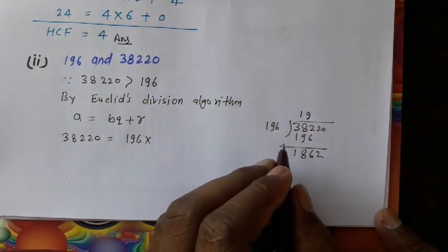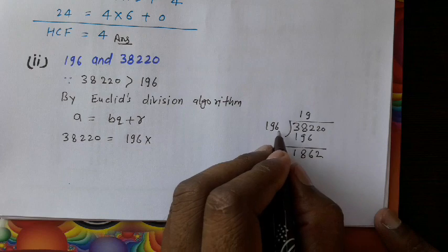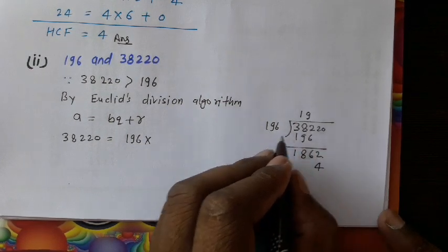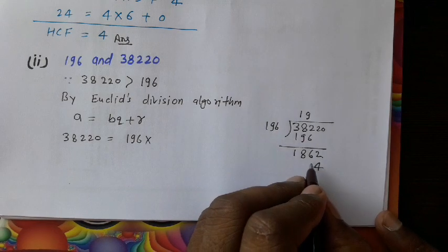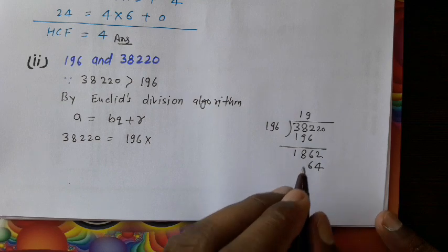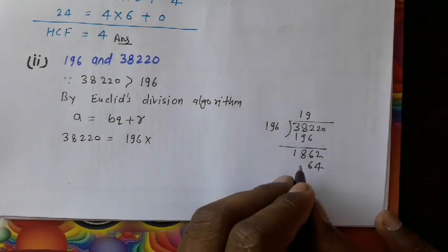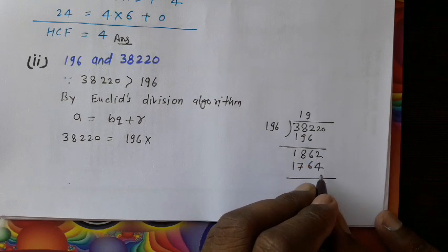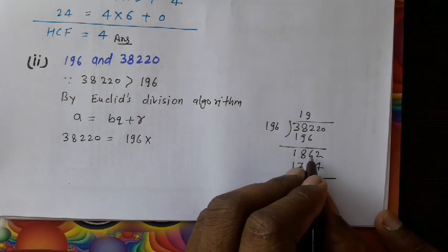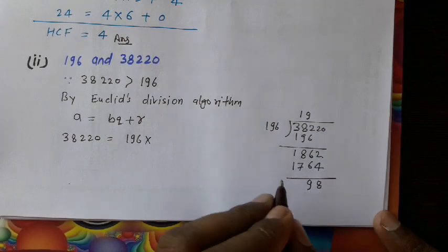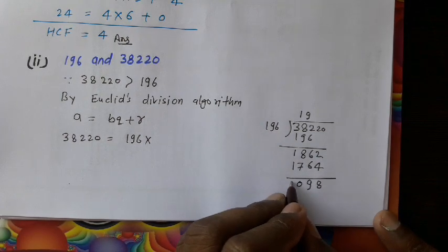Multiply 196 by 9. 9 sixes are 54, 4 carry 5. 9 nines are 81, 81 plus 5 is 86, carry 8. 9 ones are 9, plus 8 is 17. Again subtract: 12 minus 4, 8, and here 6, 15. 5 means you take a borrow, then 15 minus 6, 9. 7 minus 7, 0, 0.